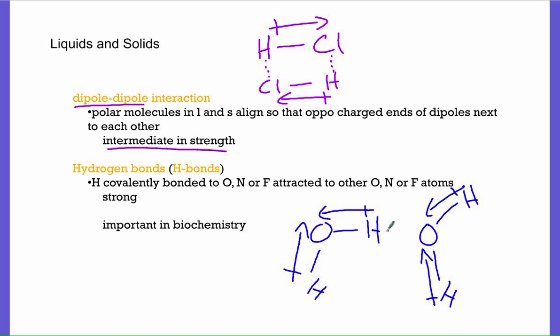This attraction from hydrogen to oxygen here is bigger than the attraction above between the chlorine and hydrogen. And that's just because oxygen is so much more electronegative than chlorine is. So these ones are strong relative to those dipole-dipole interactions. But technically, a hydrogen bond is a dipole-dipole interaction. They're very similar things. You have 2 polar molecules that are attracted to each other because of those partial charges.